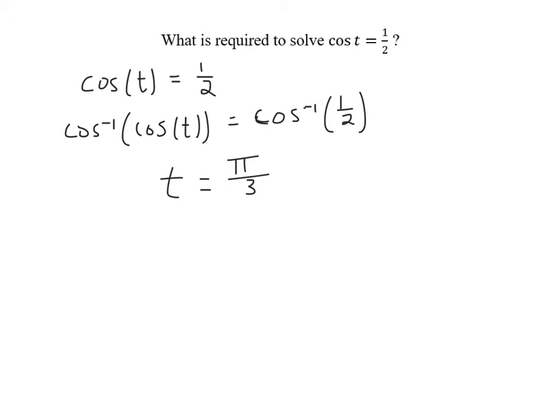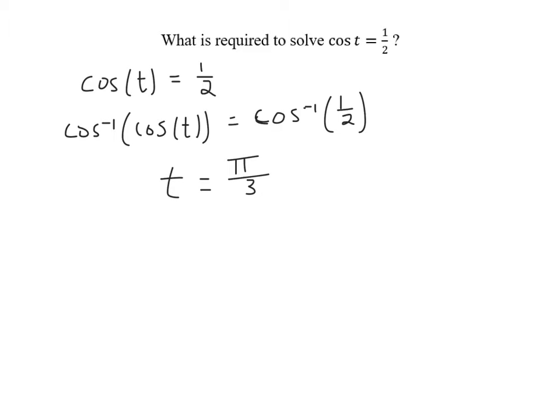So what do we need to be able to solve cosine of t equals 1/2? We need a new function that will undo that, so that when we apply that function to both sides of our equation, on the left-hand side it's just going to leave us with our angle, which I'm letting be represented by t. And then we know that an angle that's got a cosine of 1/2 is going to be pi/3.